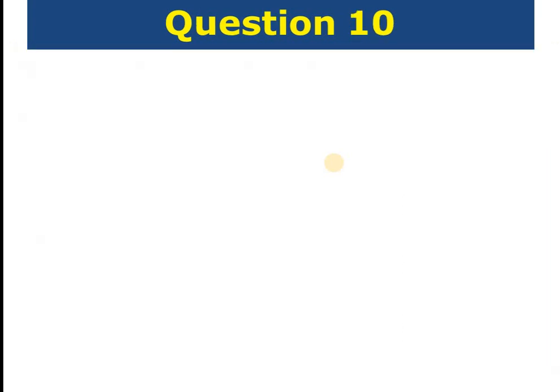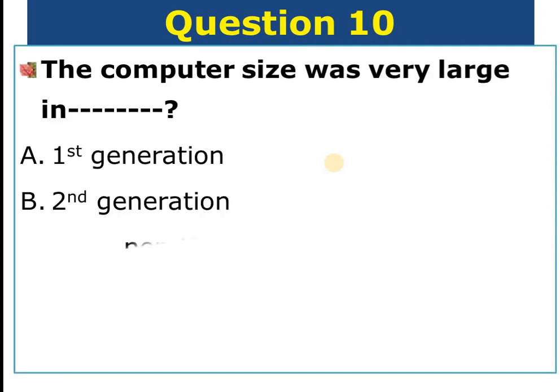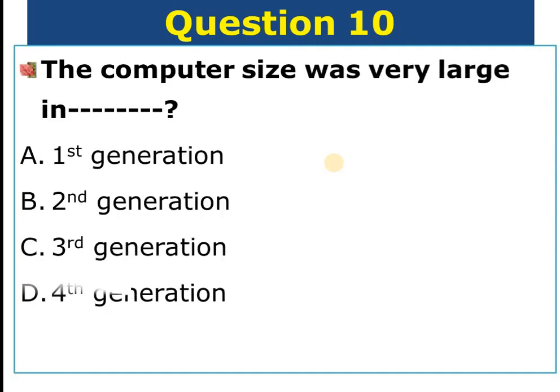Question number 10. The computer size was very large in blank. A. First generation, B. Second generation, C. Third generation, D. Fourth generation. The answer is choice A. The computer size was very large in the first generation. As the generation increases, the size decreases. Okay, that means the first generation is greater than the second, and the second generation is greater than the third generation, and the fourth generation is the smaller one.